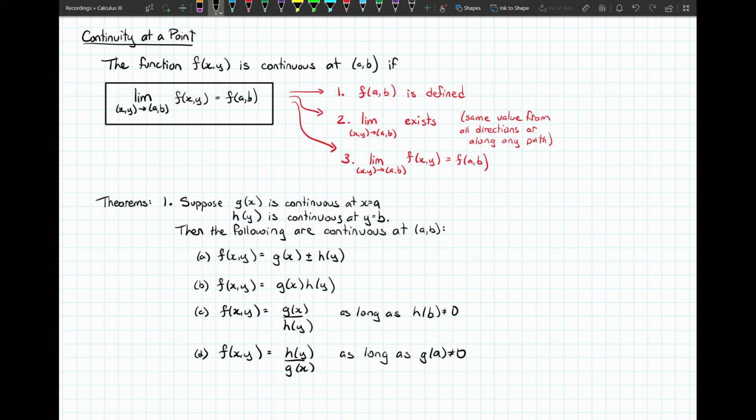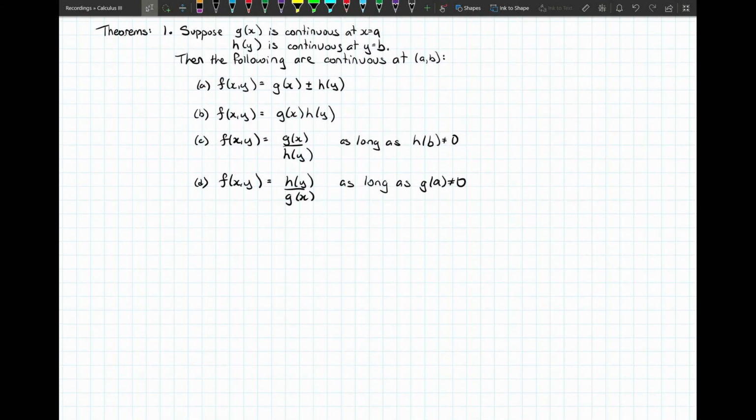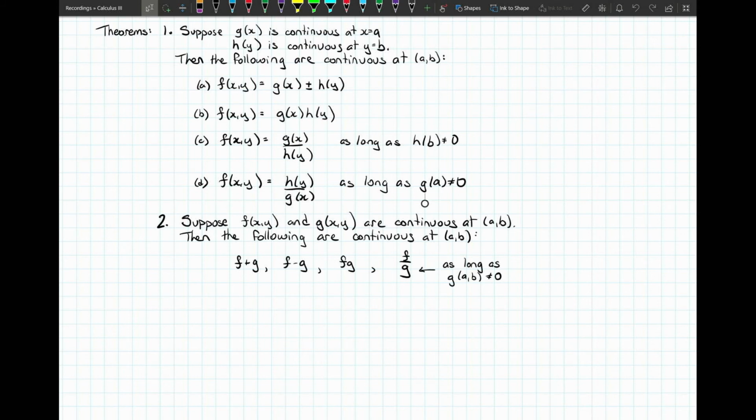So that first theorem is a great way to create a new continuous function out of single variable continuous functions. Now, for this second theorem, we'll start off with two multivariable functions. In this case, functions of two variables. F and g, let's say, are functions of x and y, and they are both continuous at a point (a, b). Well, combining f and g together will also create a new continuous function at that same point. F plus g, f minus g, f times g, and f divided by g will all be continuous at that same point, so long as the denominator doesn't equal 0 in the case of f over g.